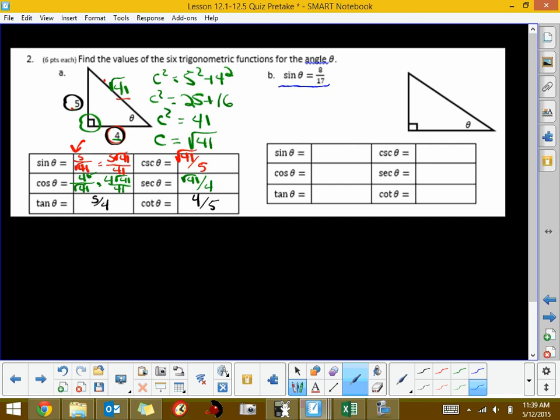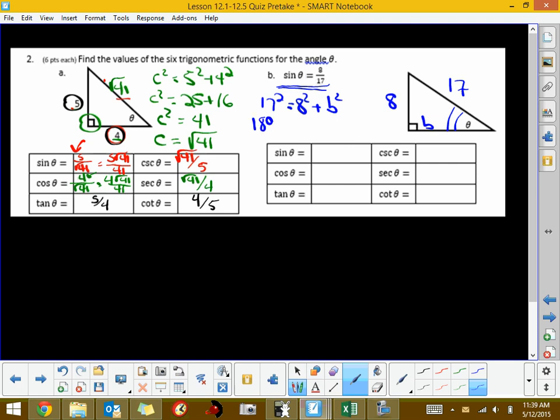Okay, and in the second one, in part B, what we have is something just a little bit different. They tell us a trig ratio: sine of theta is 8 over 17. So sine of an angle is always your opposite side, which is 8, over your hypotenuse, which is 17. So we know that 17 squared would have to equal 8 squared plus some other number squared. I'll just call it b.